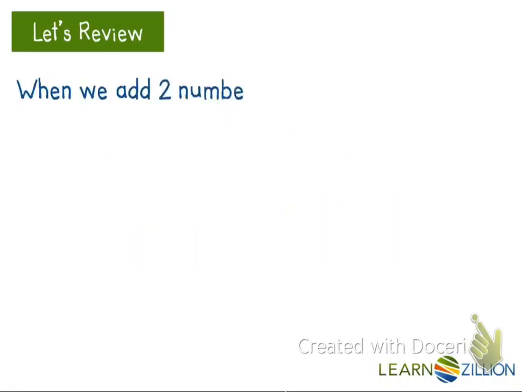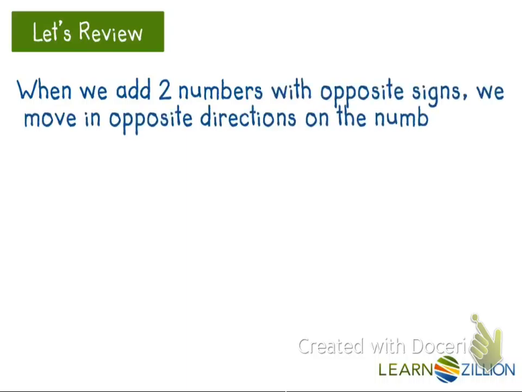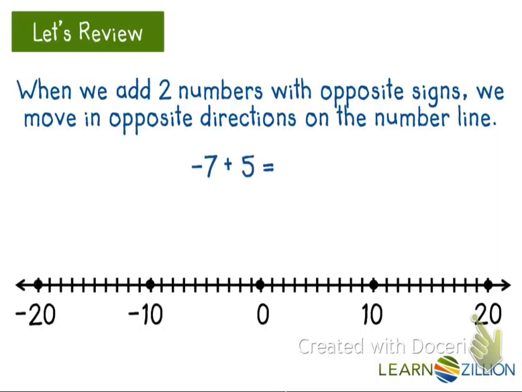When we add two numbers with opposite signs, we move in opposite directions on the number line. In the problem negative 7 plus 5, we move 7 units to the left and then 5 units to the right for an answer of negative 2.